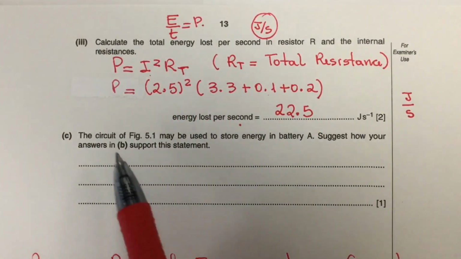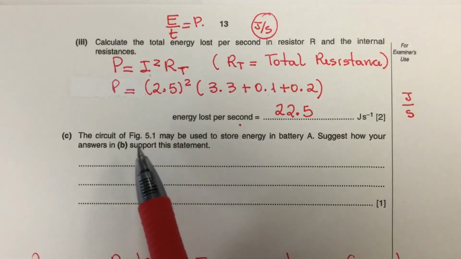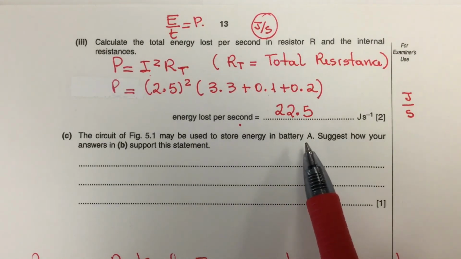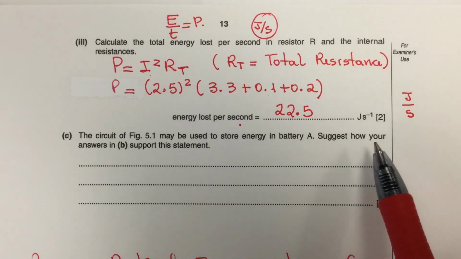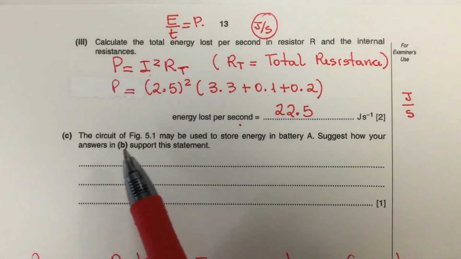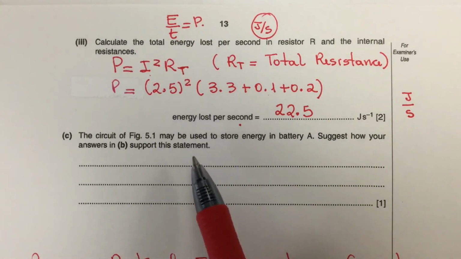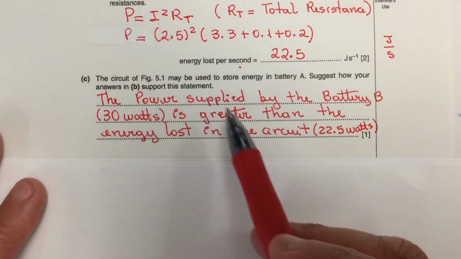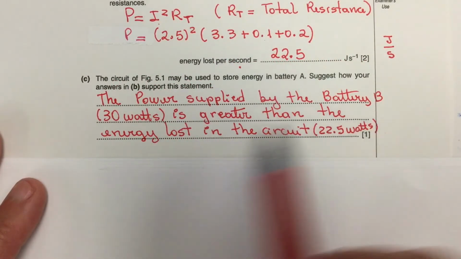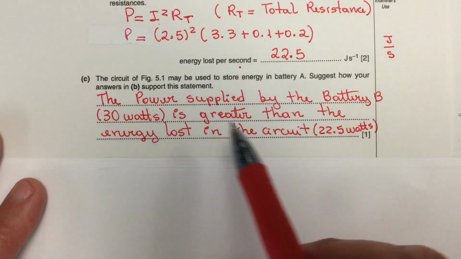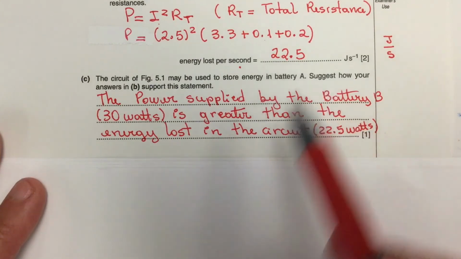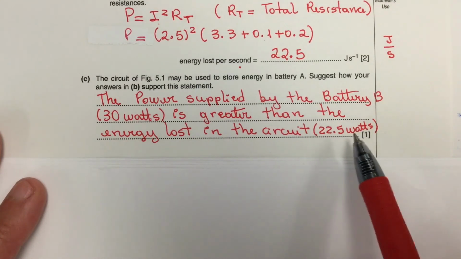Last question. This circuit may be used to store energy in battery A. Suggest how your answers in B support this statement. We can say the power supplied by the battery B, which is 30 watts, is greater than the energy lost in the circuit, which is 22.5 watts.